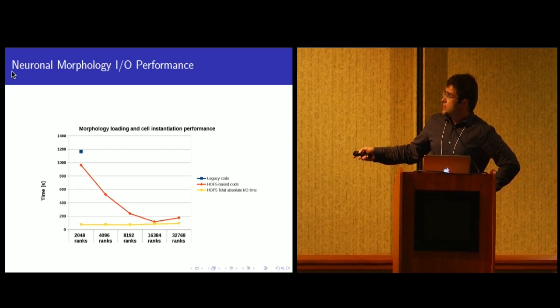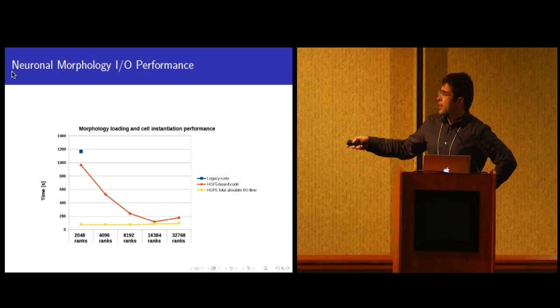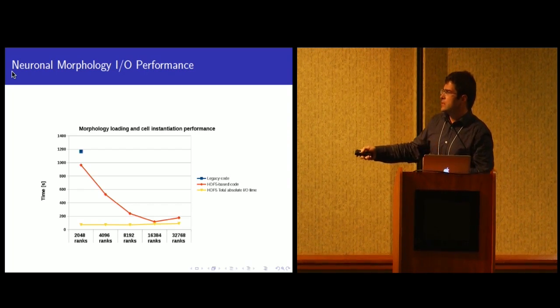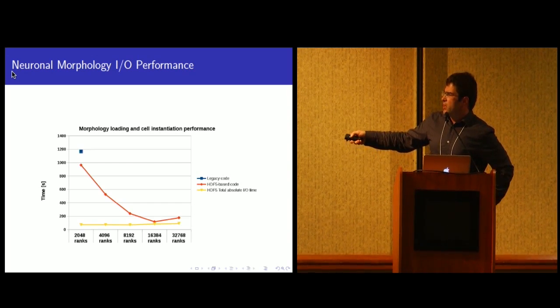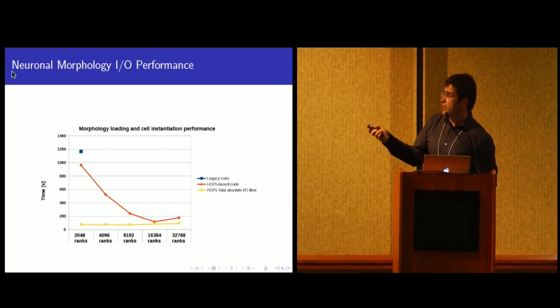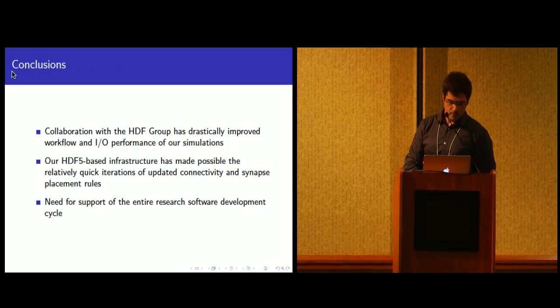So loading these cells in the neuron simulator, again, the I/O time stays constant because we use a constant number of I/O ranks. The actual loading time also involves using a steady state solver to find the steady state voltage of the cells. And because this happens serially, the curve looks like this. But still, compared with the legacy code, which we couldn't even run for more than 2048 ranks, this is a pretty substantial improvement. Now we can actually scale pretty well as we increase the number of ranks.